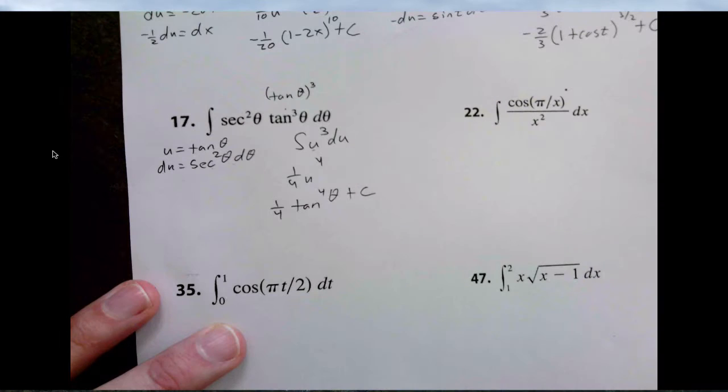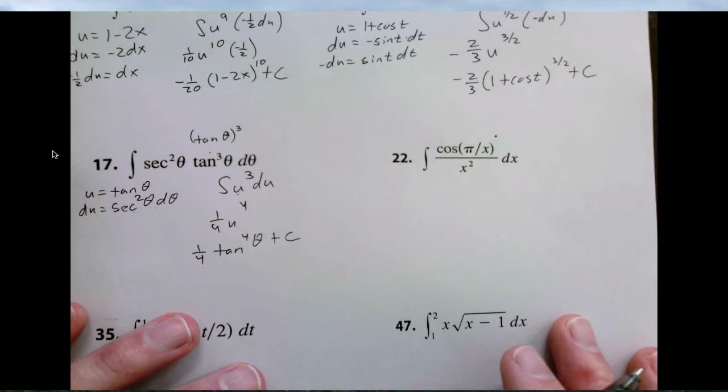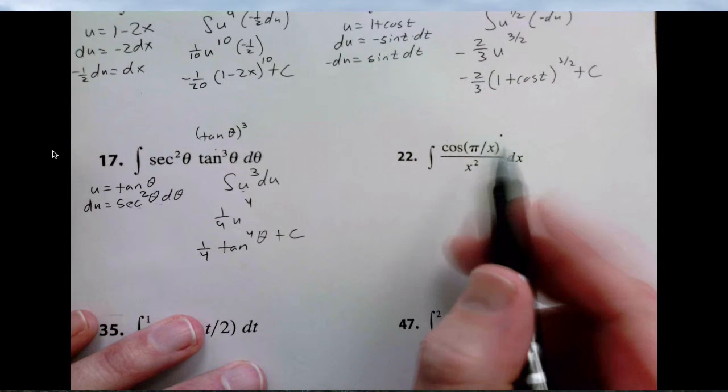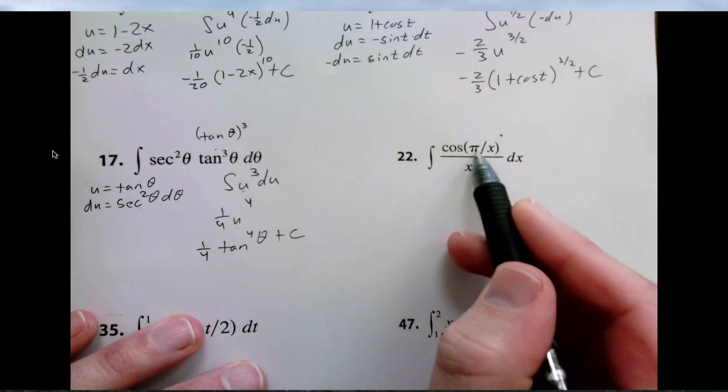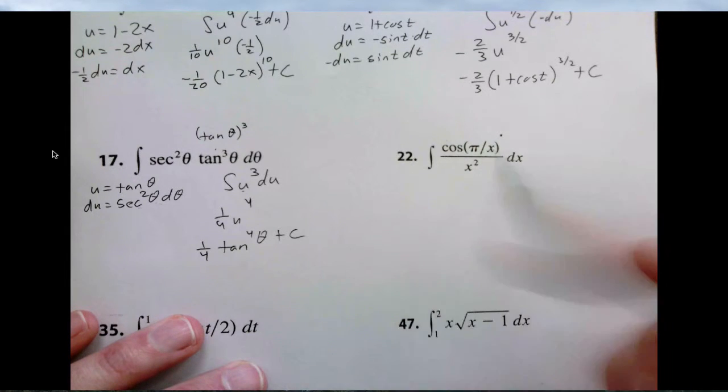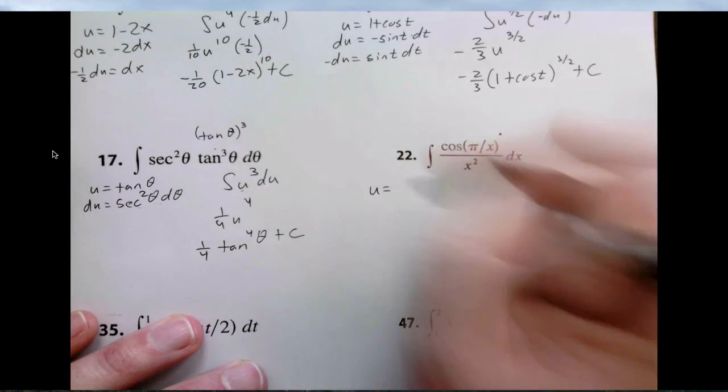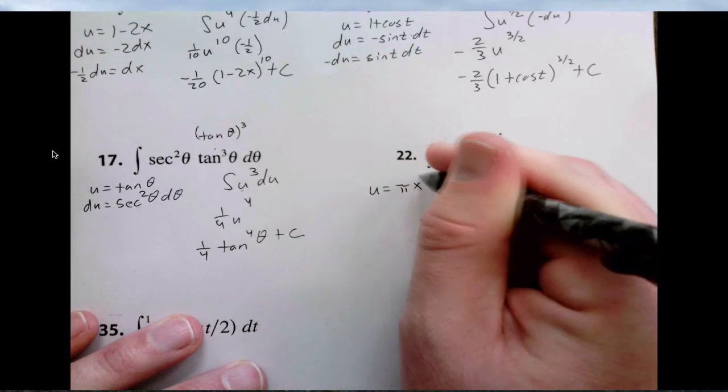All right, on the other side over here, the insidemost piece of this is this pi over x. So I'm going to set u equal to pi x to the negative 1.